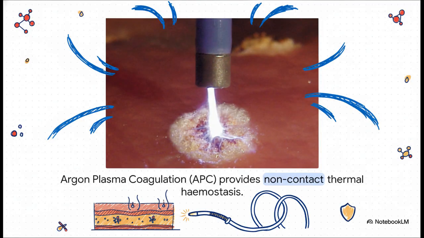Next, we have argon plasma coagulation, or APC. Now, this is a non-contact thermal modality. How it works is it delivers energy via ionized argon gas, which causes a very superficial coagulation to a depth of less than 3 millimeters. This is key because it significantly lowers the perforation risk. This makes APC particularly suitable for those diffuse or superficial vascular lesions, like angiodysplasia. And a critical point for pediatric practice is that thin probes are available that are compatible with standard pediatric endoscopes.